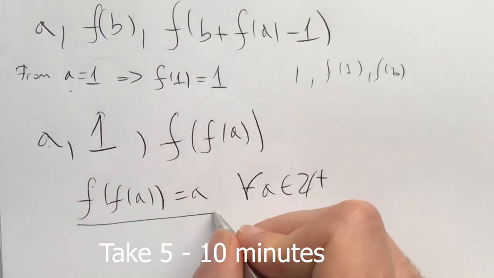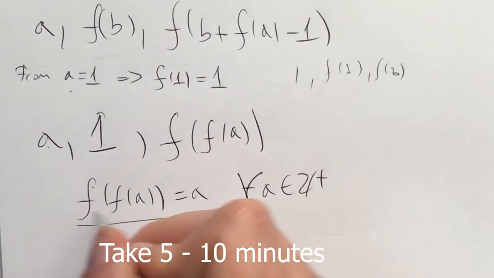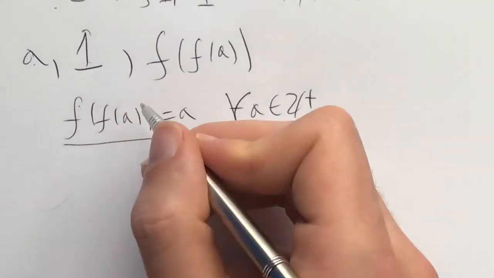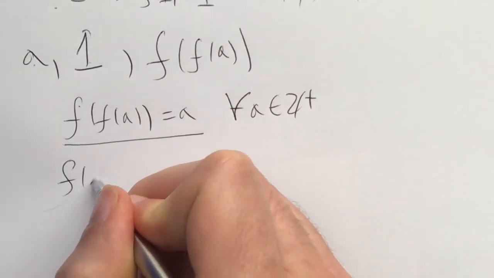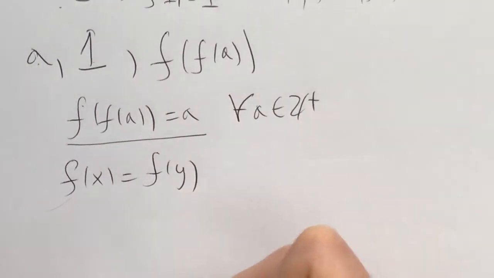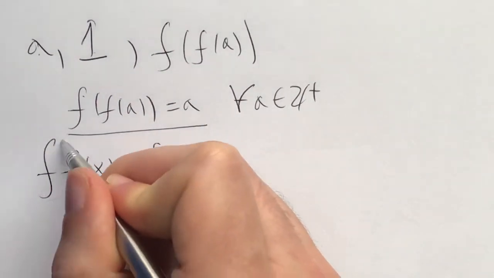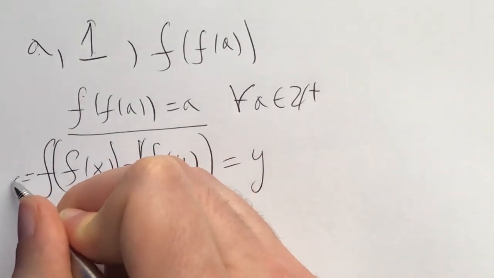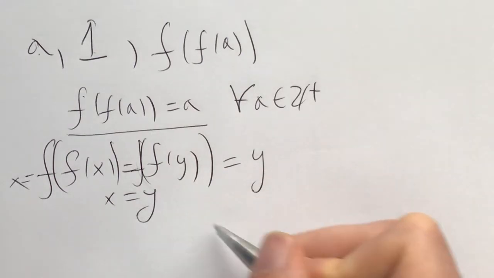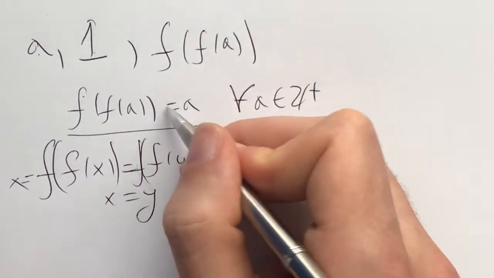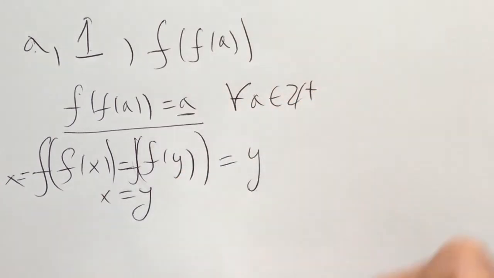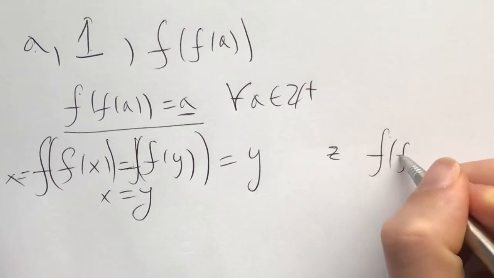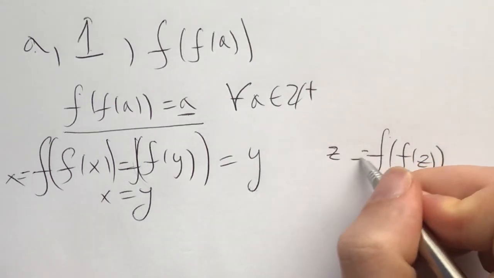Now I invite you to take 5 to 10 minutes and figure out what this means. So what this means really is that the function is bijective. Namely, it is injective because if f of x is equal to f of y, then we would know that f of f of x is equal to f of f of y. This is equal to y, this is equal to x, i.e. x equals y. So it is injective, and it is surjective because if you want to get some number z, you will get that by plugging in f of z into f, because of this.